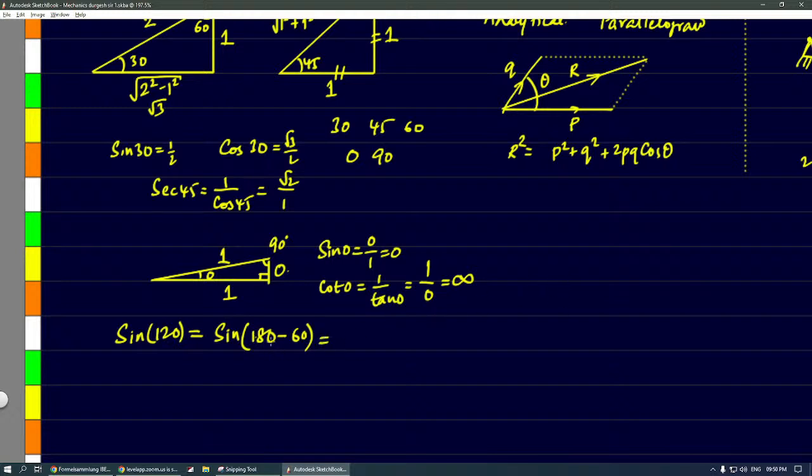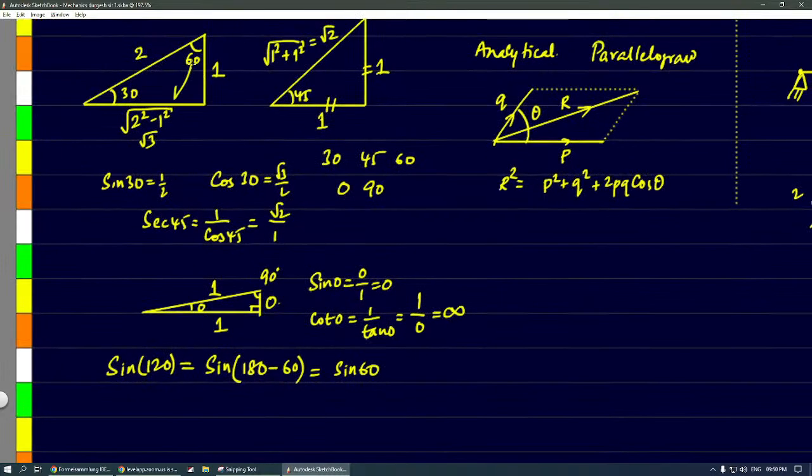So in the second quadrant, sine is positive, so you will get positive sine 60. From here you just remember the diagram. For 60, opposite is root 3. So root 3 by 2.